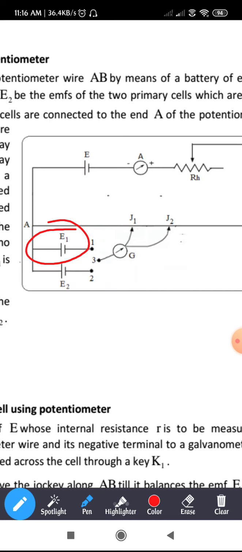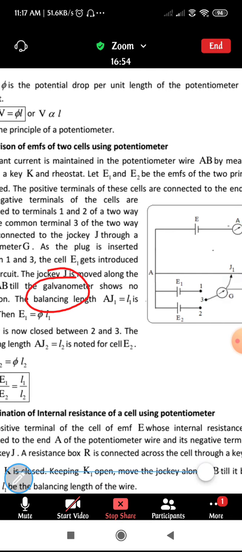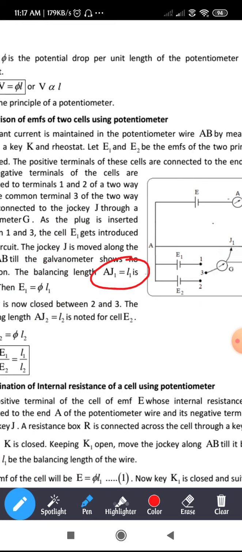So next what we are going to do is, we are going to take a jockey and slide the jockey on the wire. We are going to note down the length where the galvanometer reads zero deflection. That is denoted by AJ1. You can see here the length, it is denoted by AJ1. So let AJ1 give the zero deflection, where the galvanometer reads zero deflection. Whichever the length, it can be 60 or 70, anything, you are going to write it down, and that is considered as L1.